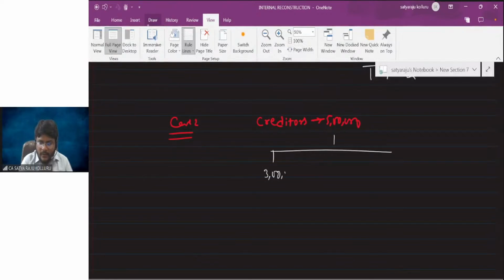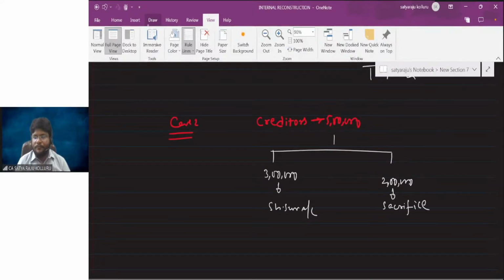The other case is, still this is case number 2. Case number 2, creditors with me is still 5 lakhs. Now out of this 5 lakhs, 3 lakhs I am paying to the creditors out of share surrender account. For the remaining 2 lakhs, there is a sacrifice made by the creditors.